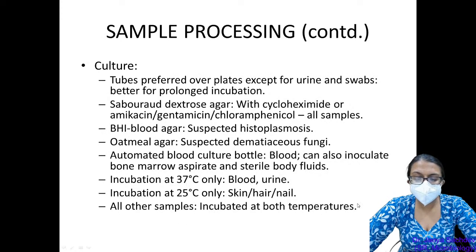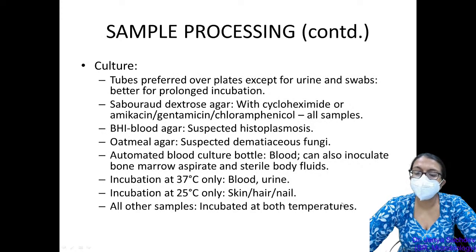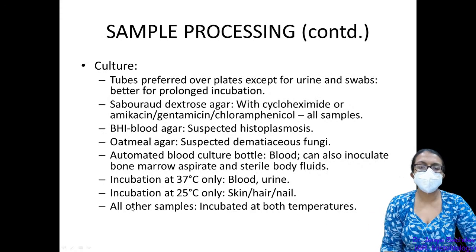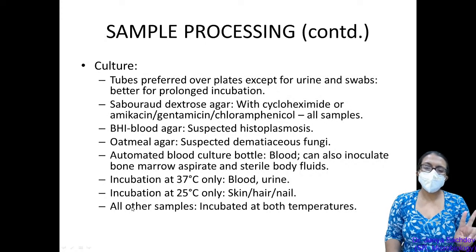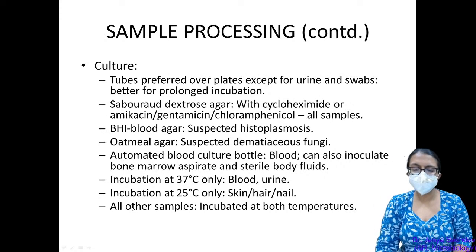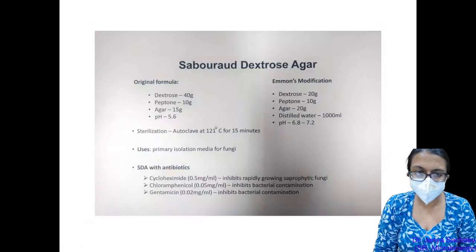All other samples could have anything, either mold or yeast, and either may be a pathogen. So all other samples we inoculate and incubate two sets of tubes, one at 25 degrees Celsius and one at 37 degrees Celsius. So whether it's a mold or a yeast, we'll get growth in either case.